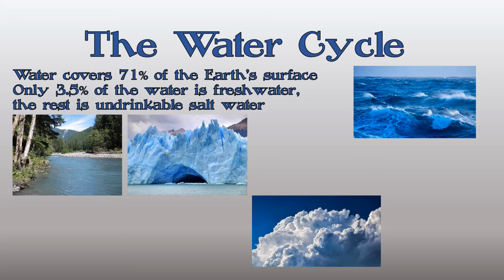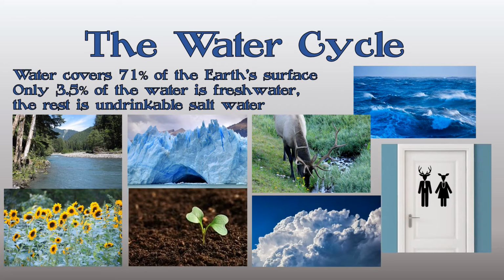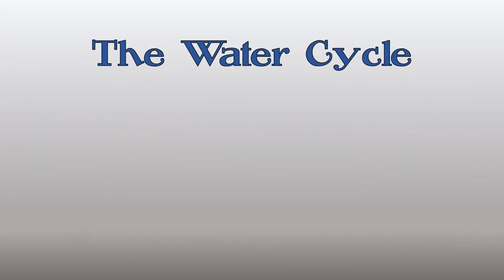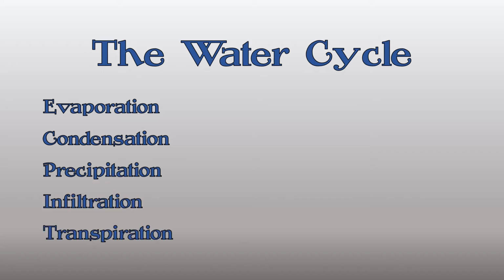Water can also be found in plants, in soil, in animals, and out of animals. Water never stays in one place for very long. The molecules are constantly moving from place to place and changing forms as it travels along the water cycle. There are 5 phases or steps in the water cycle. Those steps are evaporation, condensation, precipitation, infiltration, and transpiration.